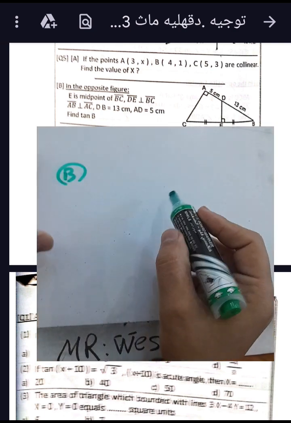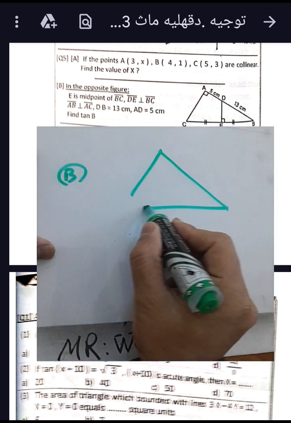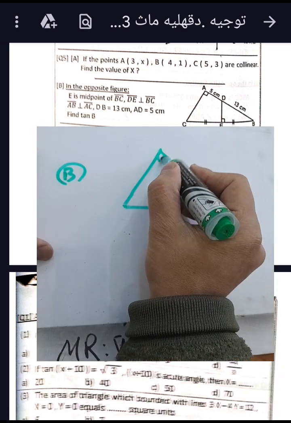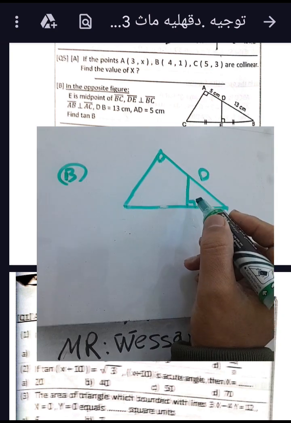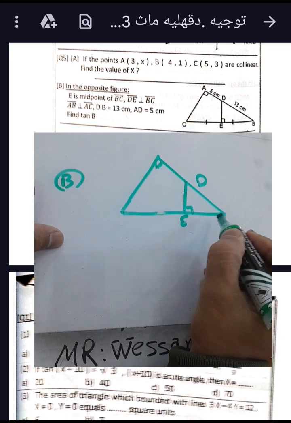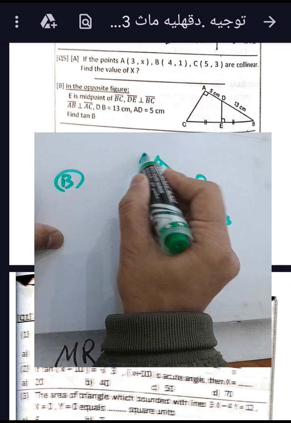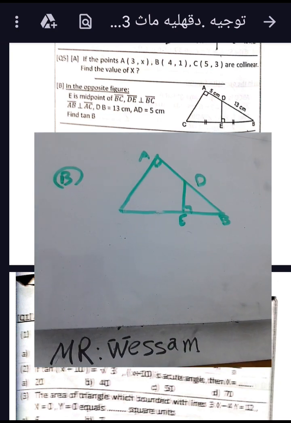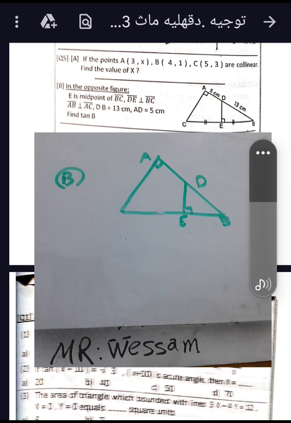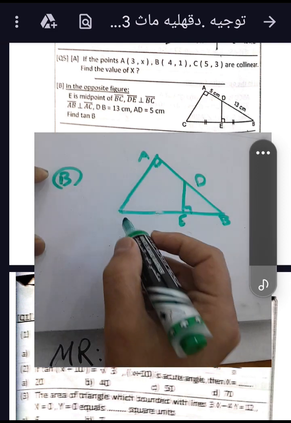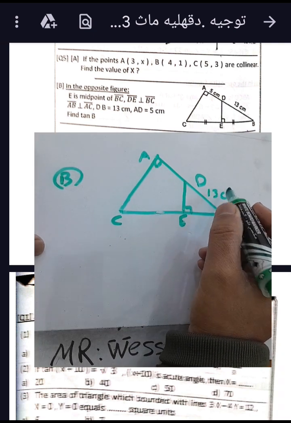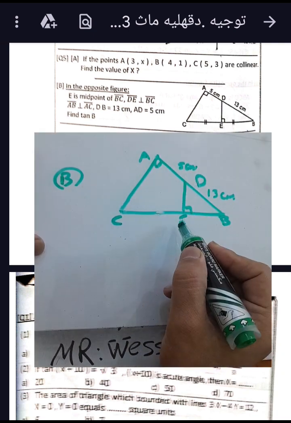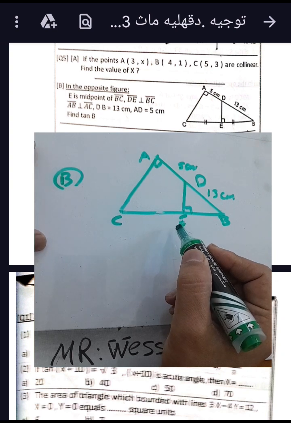Here, letter P. We have a right angle triangle here, and this side is perpendicular to the base. We call it DE. And here P and point A here, and this point we call C. Okay, this point was C, and he gave us 13 centimeters and 5 centimeters. We want to find tan P.